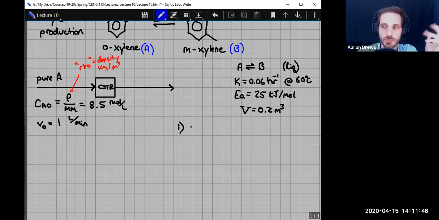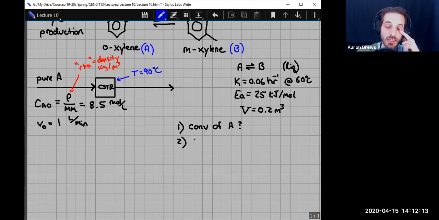So the first part of this question is, what's the conversion of A? So orthoxylene. Oh, I forgot to mention the temperature in our reactor is 90 degrees C. It's another piece of information we were given. Once we find out the conversion of A, a very common kind of question that we would be asked, given a particular size, what's the conversion?